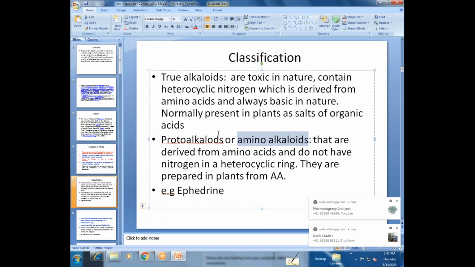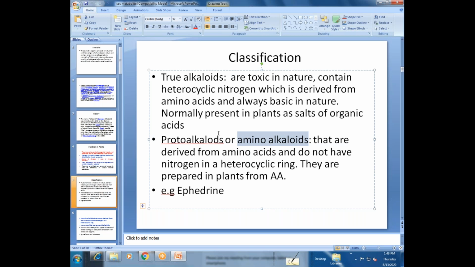So here nitrogen is not present in the cyclic ring structure, instead it is present in a side chain. These are also synthesized from amino acids. Protoalkaloids, or amino alkaloids, are derived from amino acids, and they do not possess nitrogen in the cyclic ring structure. Instead, it is present outside the ring. For example, ephedrine.